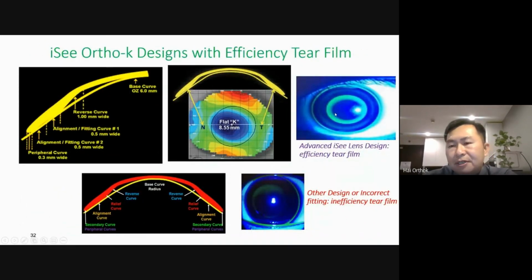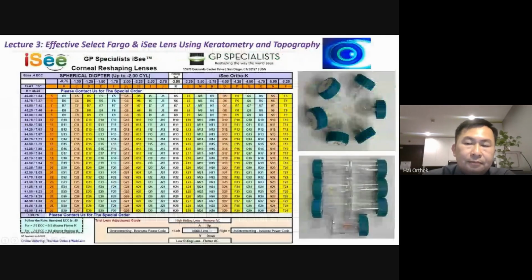You will see a very good tear channel all over the lens. Below here is incorrect fitting, and you will see a very insufficient tear film. If you see an insufficient tear film like this, even if the visual acuity is 20/20, you have to refit the lens in order to provide more tear for the cornea, because this is very unhealthy for the cornea for long-term use.